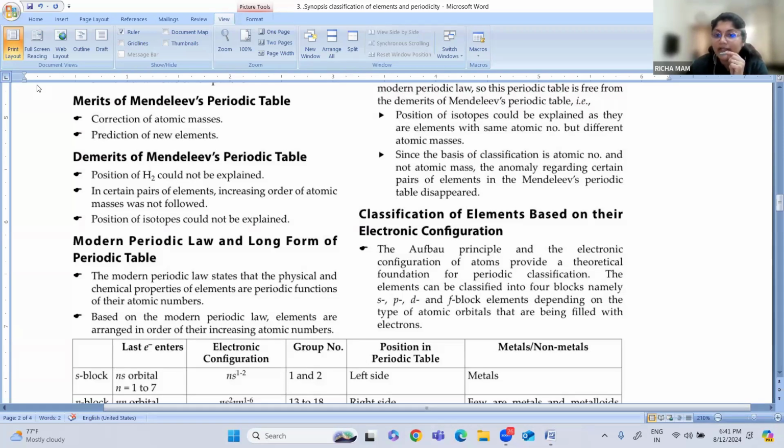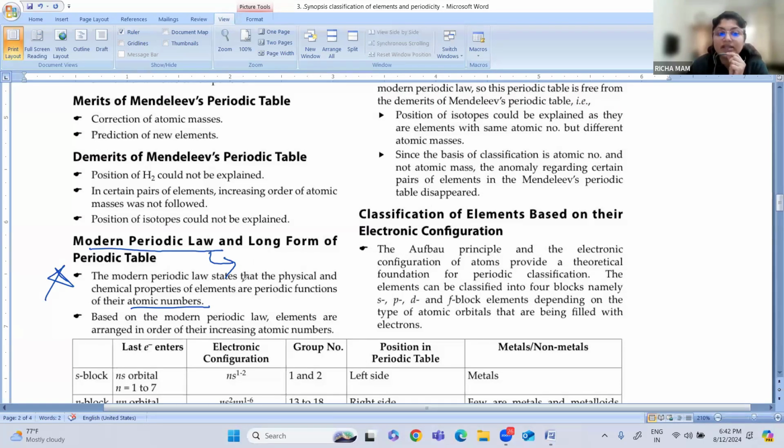The modern periodic law states that the physical and chemical properties of elements are a periodic function of their atomic number. It is based on their atomic number and not atomic masses. This was the correction made in the modern periodic law, which we are applying today. Our modern periodic law is based on this law.